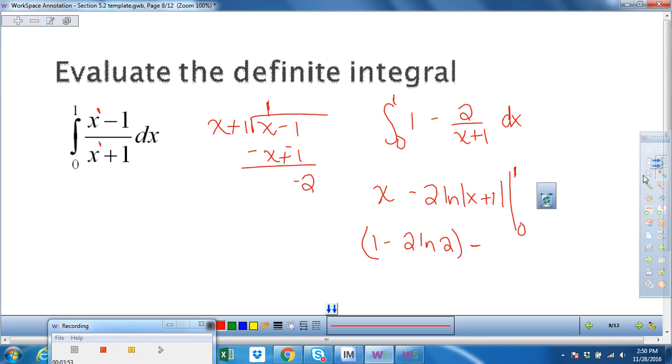One of the things I do want you to see is that this answer could also be written as 1 minus the natural log of 4. And College Board likes to do stuff like that just to throw you off your game. The reason I can do this is because the 2 becomes the exponent, and 2 squared is 4.